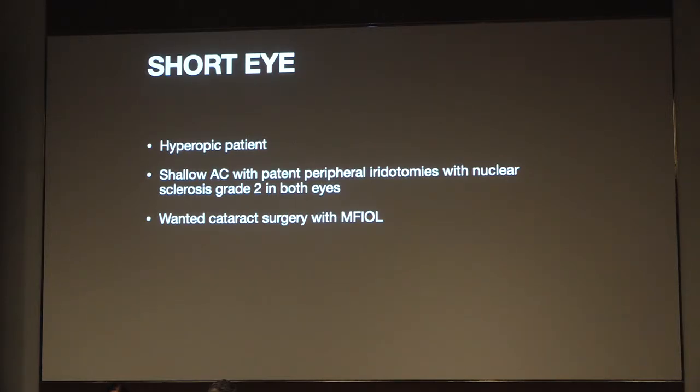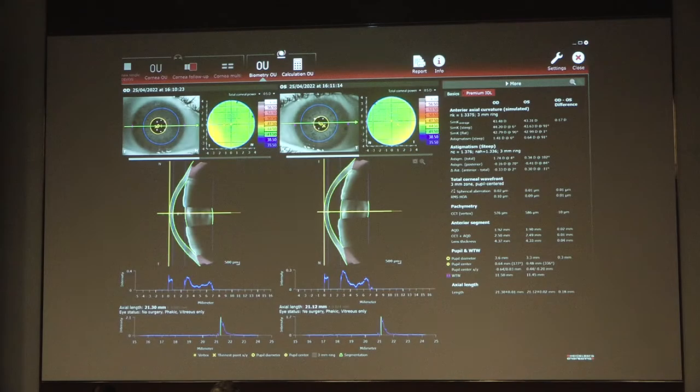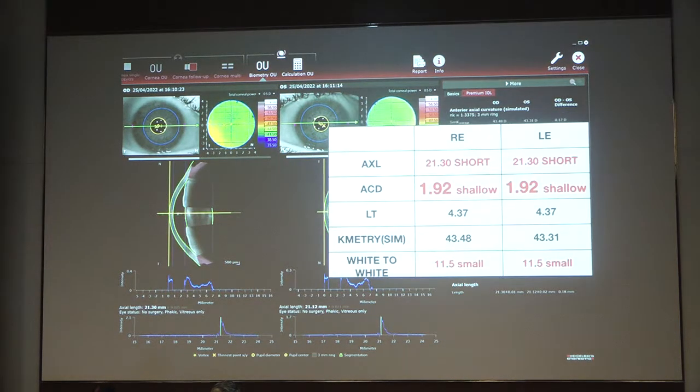As far as a short eye is concerned, this was a hyperopic patient with a very, very shallow anterior chamber, and the patient wanted a multifocal IOL. So you can see the short, small anterior chamber, and a peripheral iridectomy, which is caught on the anterior segment OCT from the Anteron. Here, the axial length is 21.30.